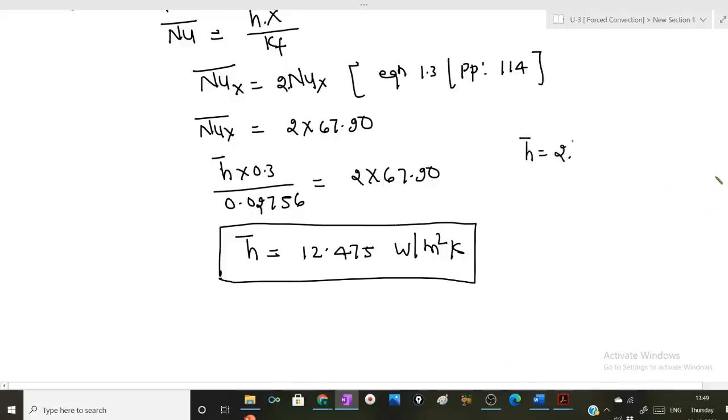So in many cases, I can apply this relation between average heat transfer coefficient and local heat transfer coefficient. If you don't have any other relationship available, you can apply this relation between local heat transfer coefficient and average heat transfer coefficient.